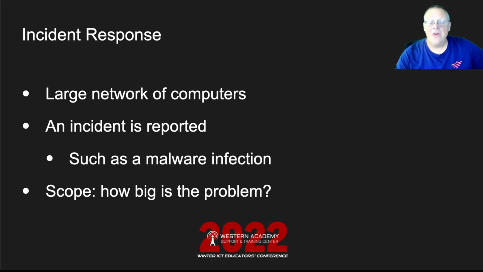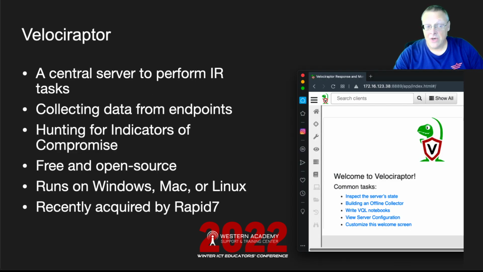So you need to find the scope. You need to interrogate other machines to see how many other machines are infected also, and you need to examine the machine that you know to be infected to figure out how that infection got on there and what else might be going on there that's affecting our network.